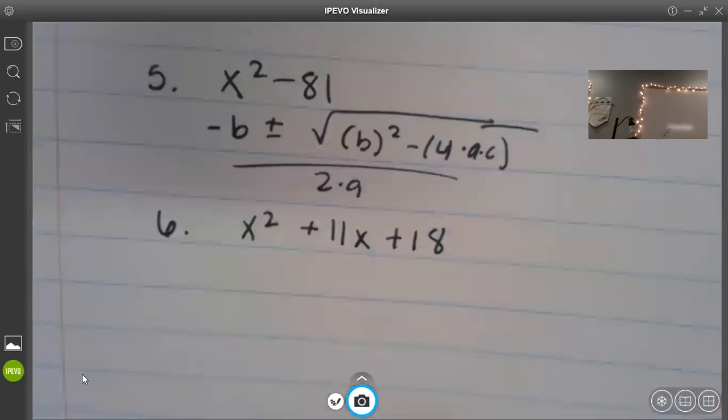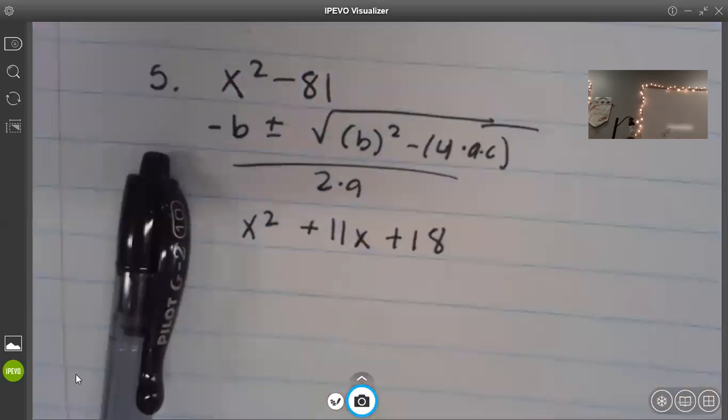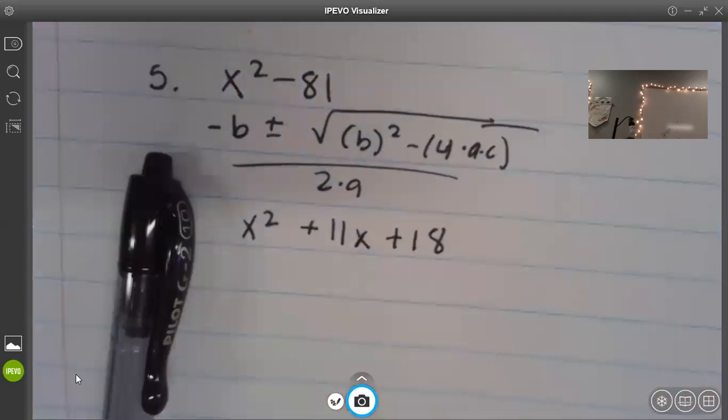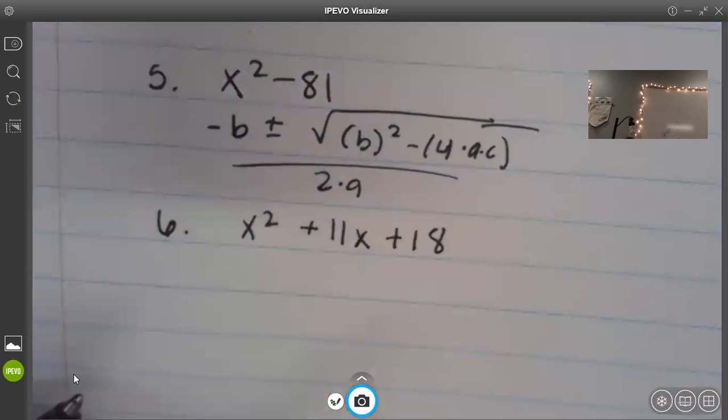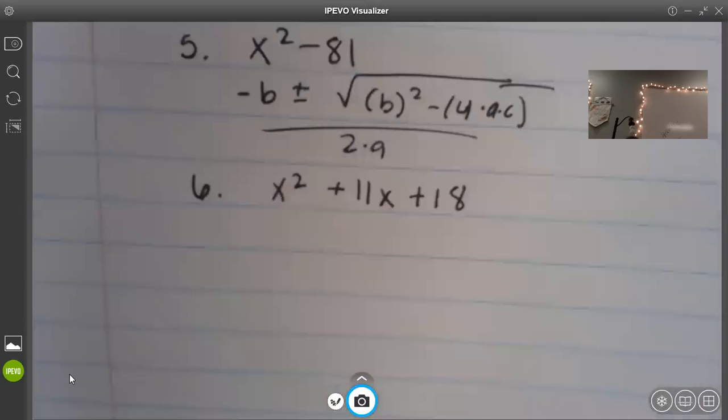Tell me the A, tell me the B, tell me the C. Now stop the video, put it into your formula. Tell me the answer when you put plus, when you put it in your calculator. Tell me the answer for minus. Copy it and just change it to minus.